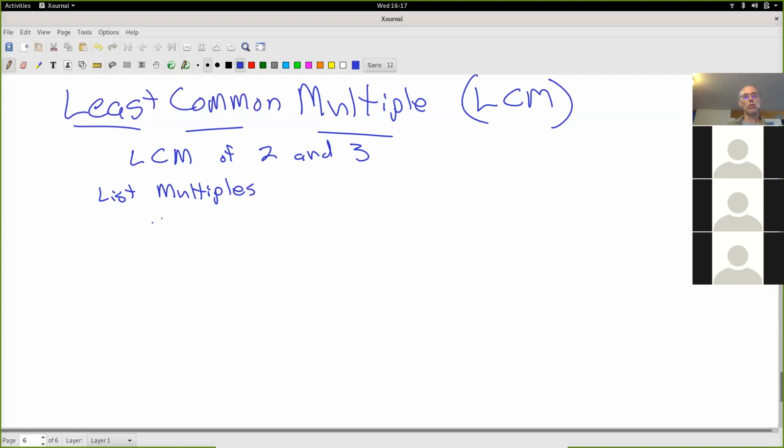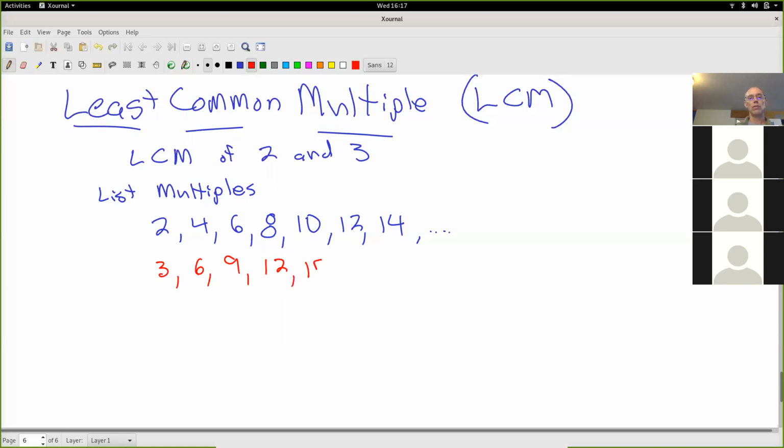So multiples of 2 are 2, 4, 6, 8, 10, 12, 14. The question is, how far do you need to go? And the answer is as far as you need to. So I think I went more than far enough. They keep going. Multiples of 3: 3, 6, 9, 12, 15, and I can keep going forever and ever and ever. So I'm going to stop right there.